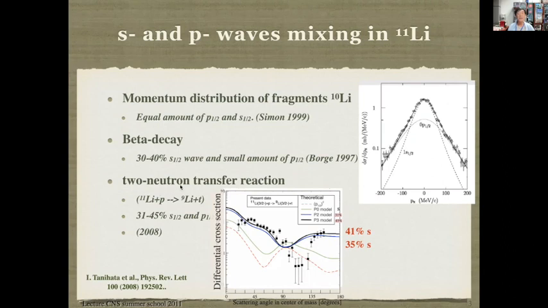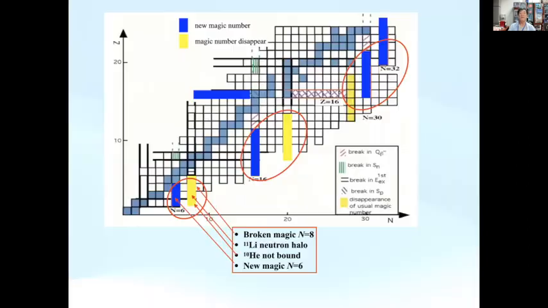Another experiment is the transfer reaction at TRIUMF. To explain the angular distribution of the transfer reaction, the (p,t) reaction, you need S wave and P wave in this amount. So why do such separated orbitals in the normal shell model mix so strongly? It's one-to-one.